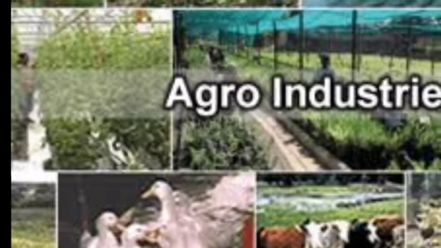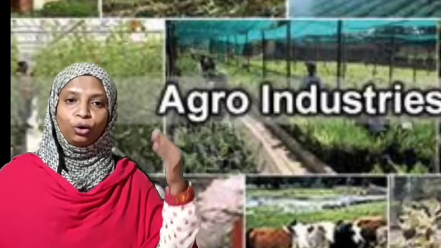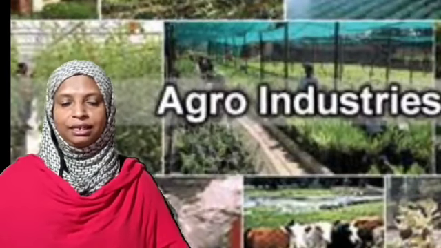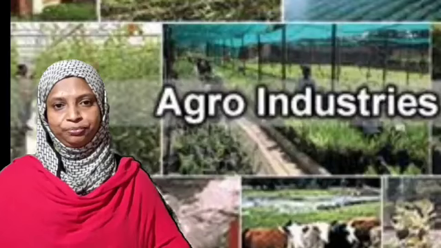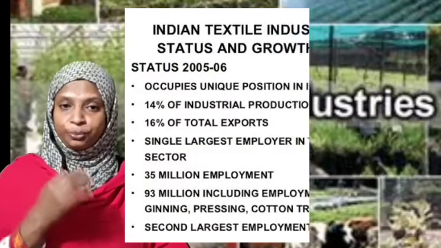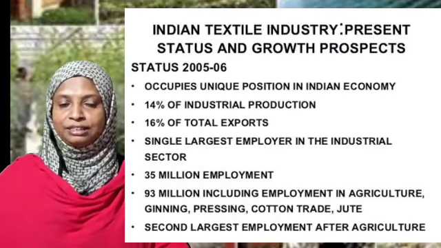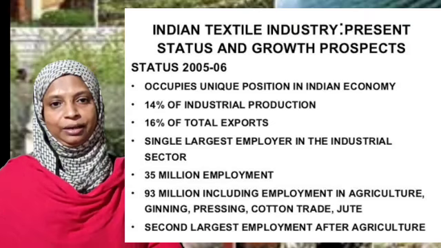Let us continue with the remaining points now, and the first topic that we are discussing here is agro-based industries. An important agro-based industry is the textile industry, and in the textile industry, cotton textile and jute textile industries are very important. Why is the textile industry very important for the nation's economy? Some important facts are there.